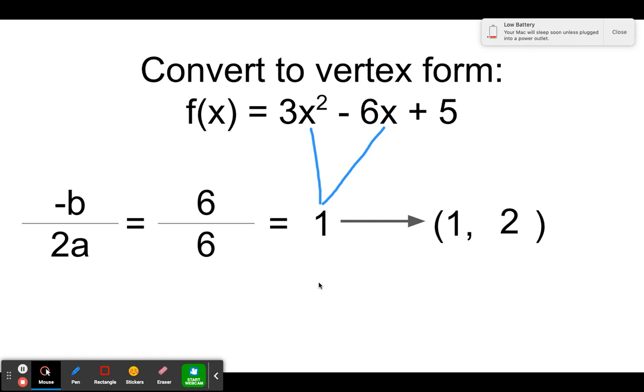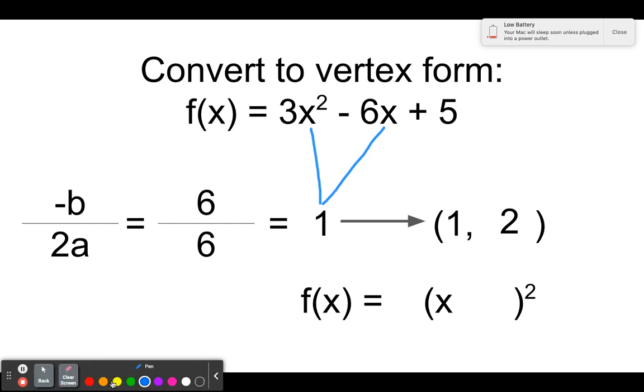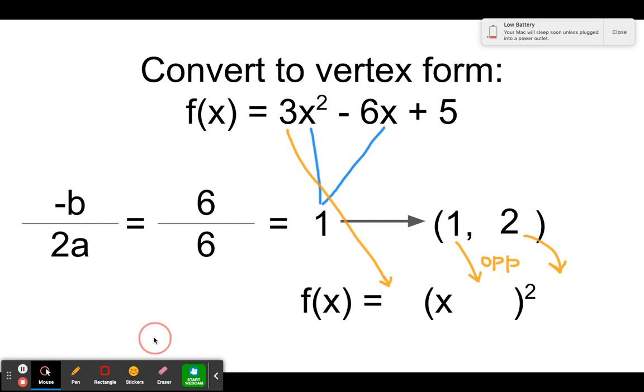Here's what vertex form looks like. It's got the parentheses, x, parentheses squared. You just need to take this number out front and put it right here. The opposite of this number is going to go here. I'm going to write op instead of opposite. And then this number goes at the end, and it should look something like this. And that's all, folks.